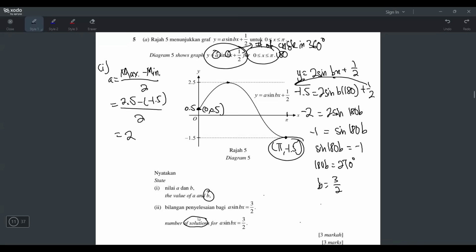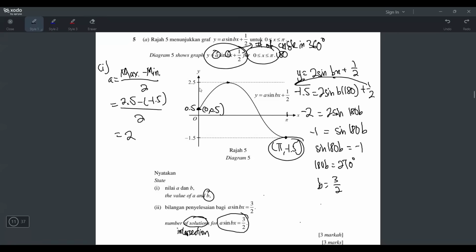They want to find the number of solutions for a sine bx equals 3/2. When you see number of solutions, it means they want the number of intersections, right? But you don't have to find the intersection coordinates. No need. You just tell them how many intersections. So that means I have to draw another graph here. It can be a straight line, it can be a curve, I don't know. But I have to draw a line.